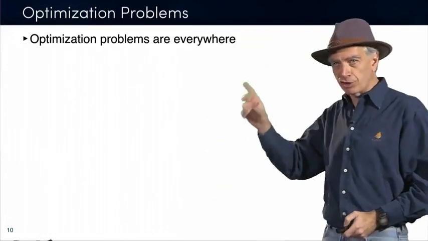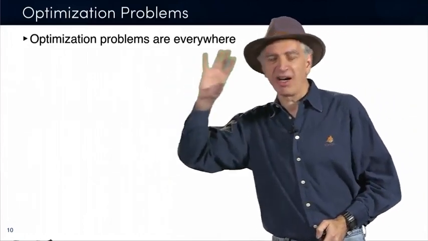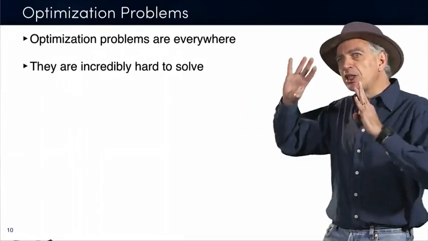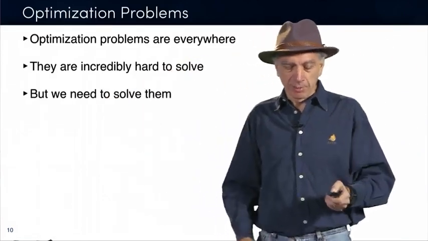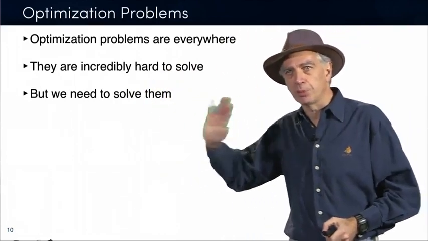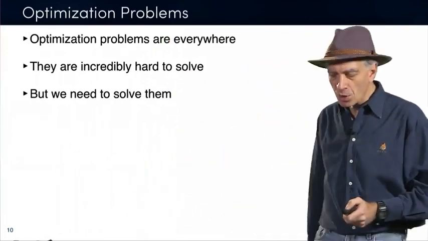So let me try to summarize what we have said so far. Optimization problems are everywhere. Now we know from theory that they are incredibly hard to solve. But we know also that we need to solve them, and we'll see techniques to try to push this exponential or lower our standards as little as possible.